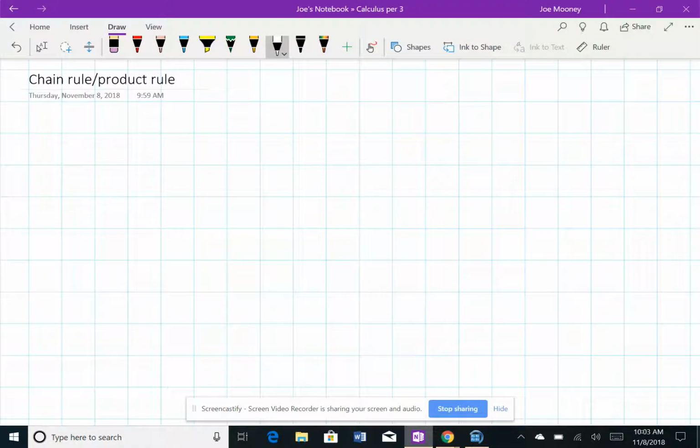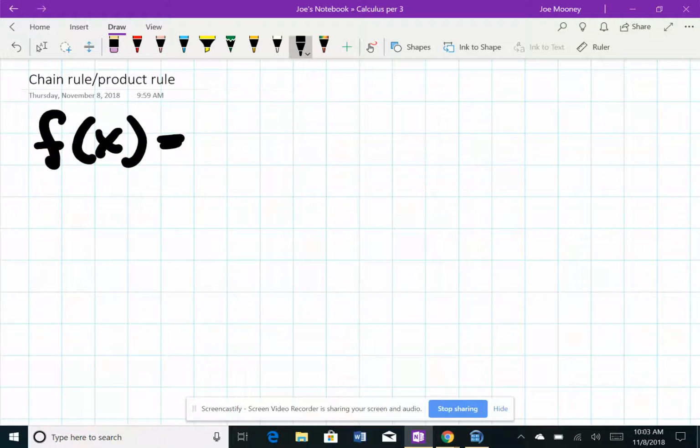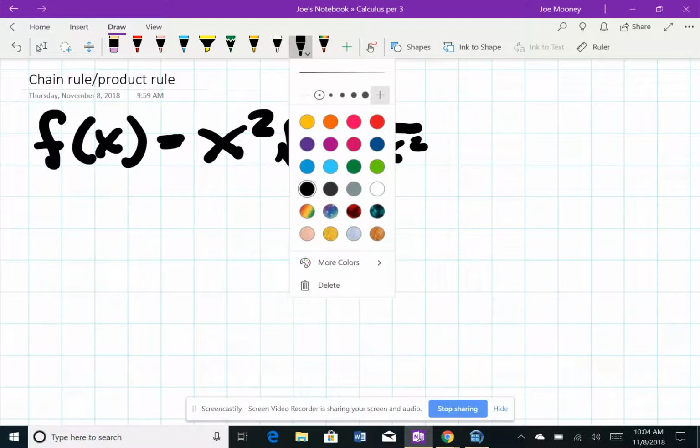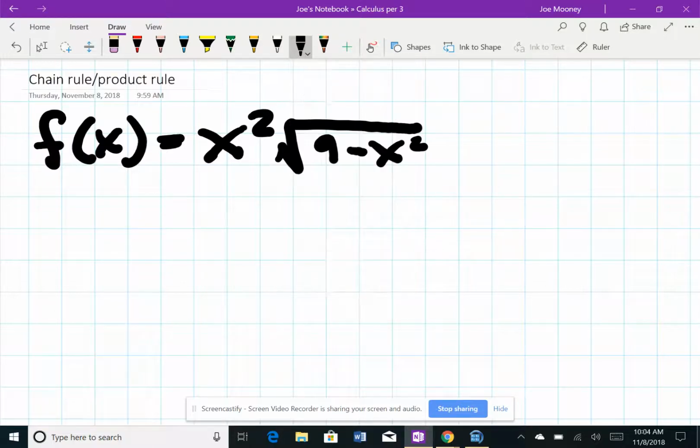So here's an example. This is what it's going to be. So f(x) is going to be x squared times the square root. I'm going to make that pen smaller here in a second. So that is when we walk up to this term. It's a one-term expression. It has a product in it, and one of the factors requires the chain rule.